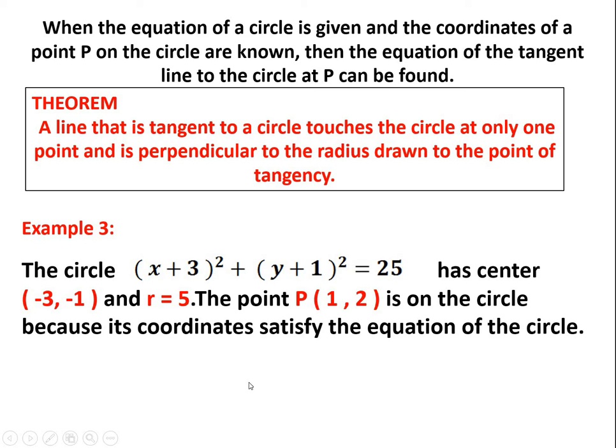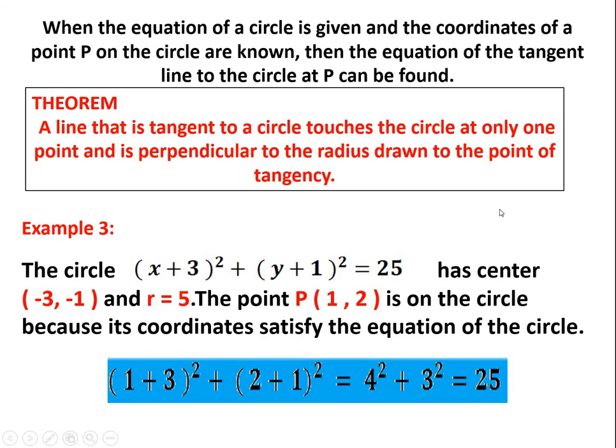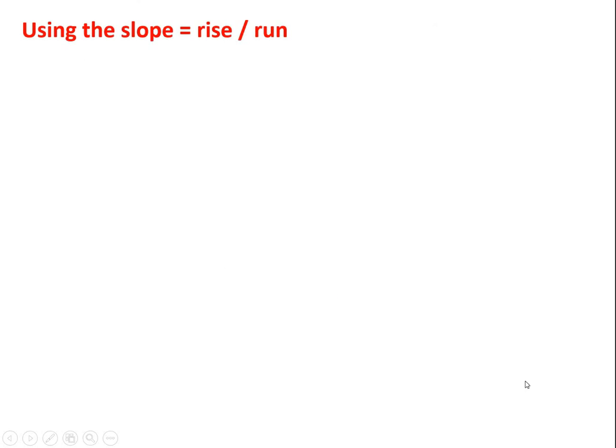The circle (x + 3)² + (y + 1)² = 25 has a center at (-3, -1) and a radius of 5. The point P(1, 2) is on the circle because its coordinates satisfy the equation of the circle. So by substitution, let's use point P for x and y: (1 + 2)² + (2 + 1)²... so we have 4² + 3² = 25. Okay, what is that 25? Later we're going to discuss that.